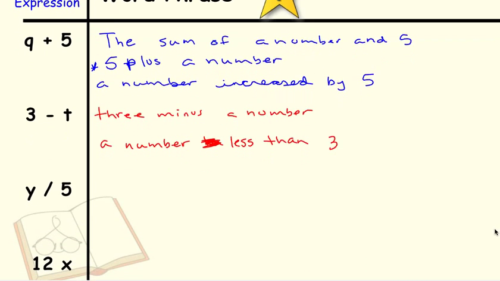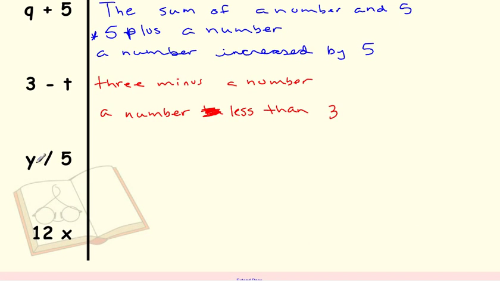Something to that extent. A number divided by 5. The quotient of a number and 5. And then here, 12 times a number. The product of a number and 12. Something along those lines. Finding and writing expressions usually is not very difficult.